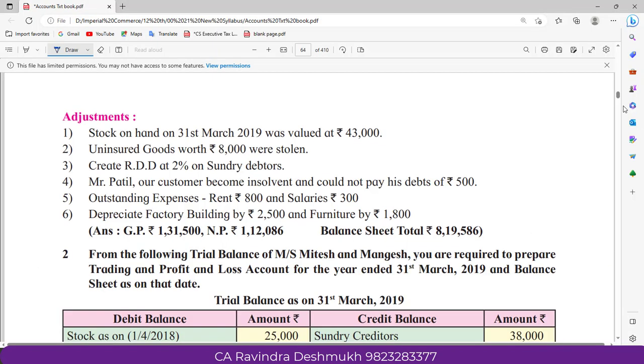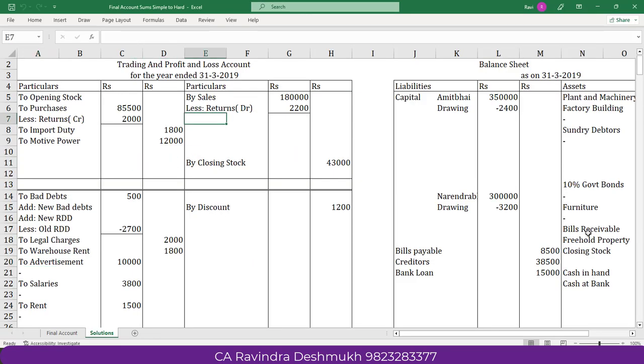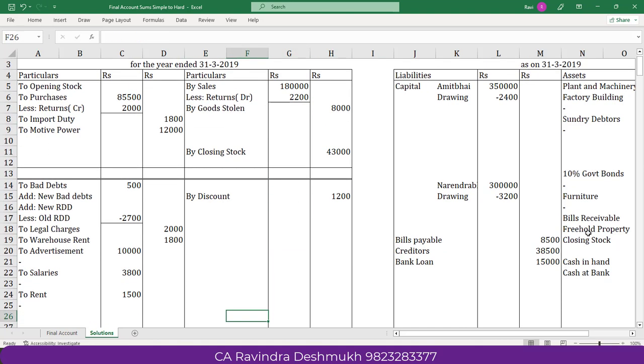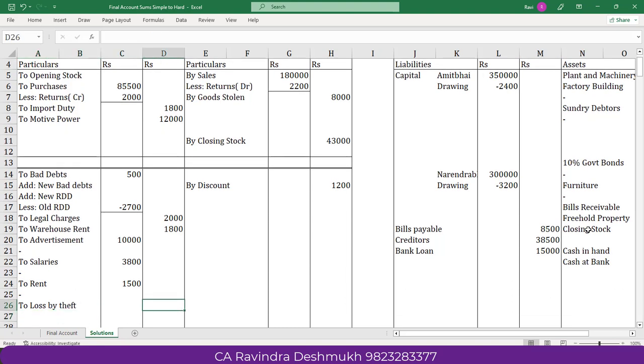Coming to the next one, uninsured goods 8,000 were stolen. So by goods stolen, first effect, 8,000, and the second effect, loss by theft, the second effect of this will be here.